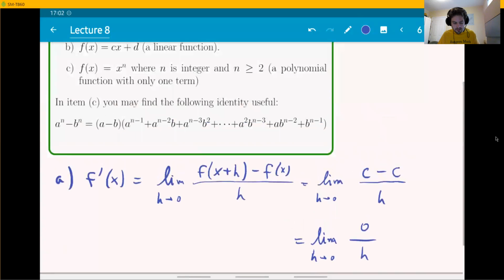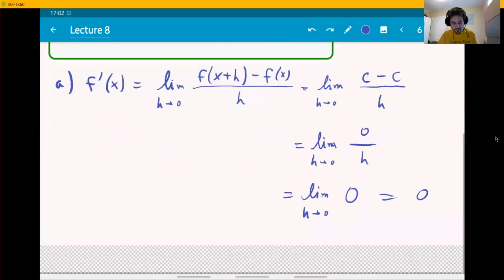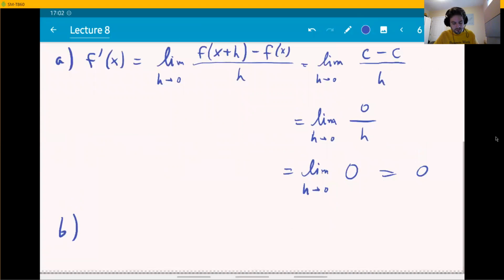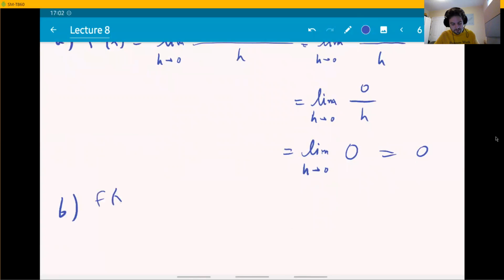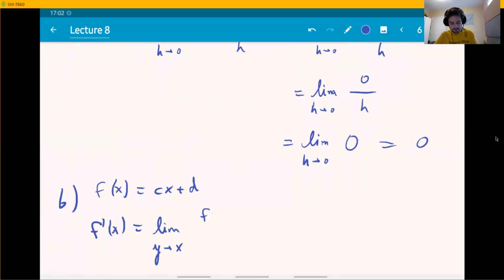Next item was a linear function, cx plus d. If you know calc already, you probably remembered the derivative should be the c number. So let me copy down the function here, cx plus d. What is f prime in this case, at a number x? Maybe I'm going to use the y limit this time. So y goes to x. It works like this. f of y minus f of x divided by y minus x.